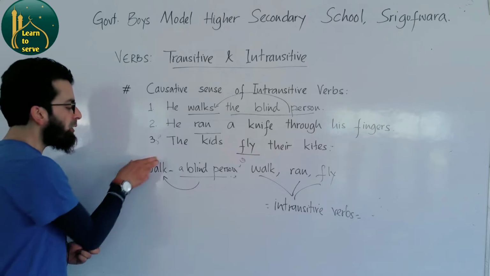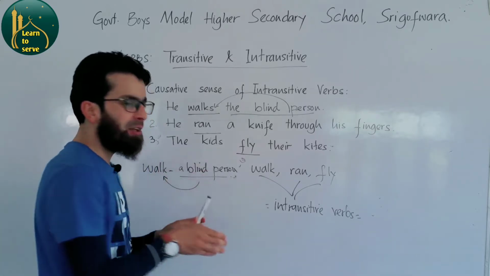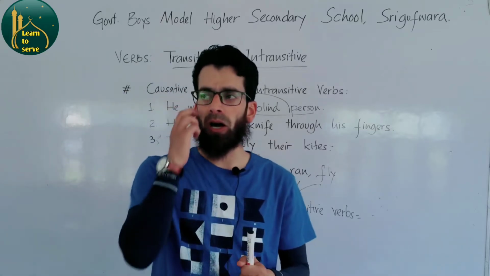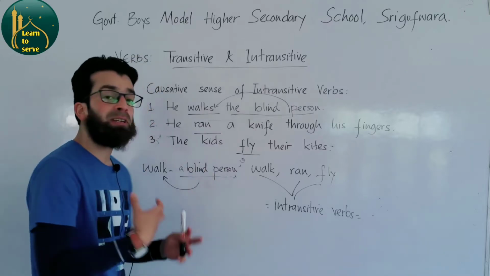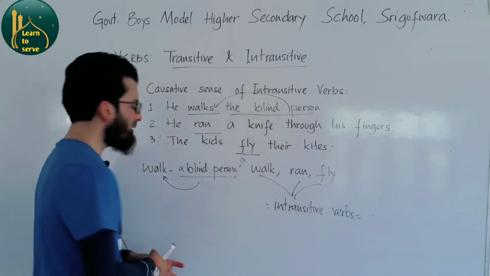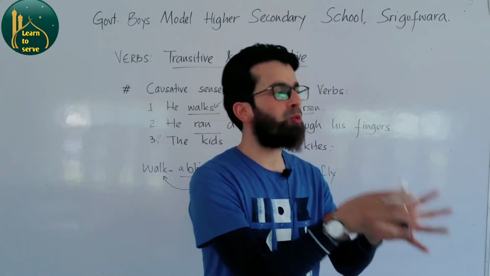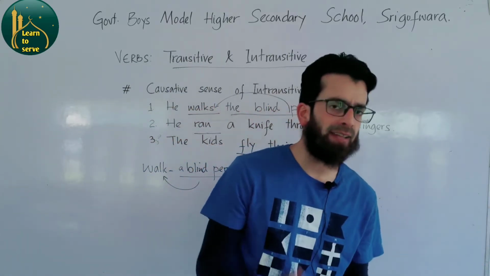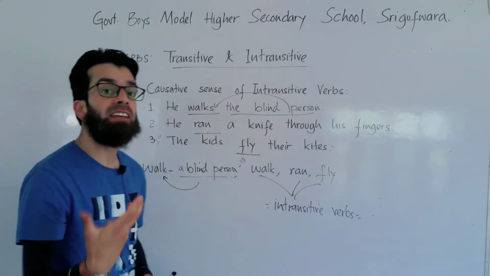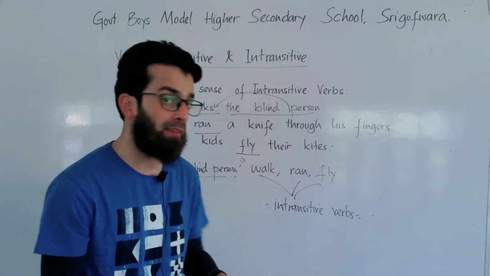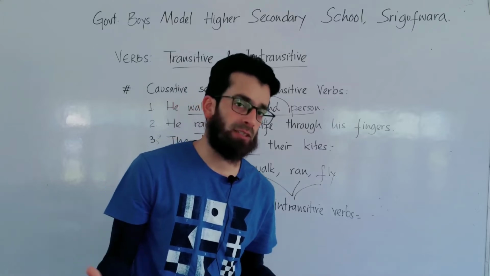Okay, so walk, a blind person is the object of the verb walk. Hence, here the walk has its causative sense. It causes a person, you have taken the hand of a person who is disabled in the perspective of vision, and you make him or her cross the road, to walk on the street, etc. And in this way, walk becomes a transitive verb. Technically, it is an intransitive verb, but here it functions like a transitive verb.